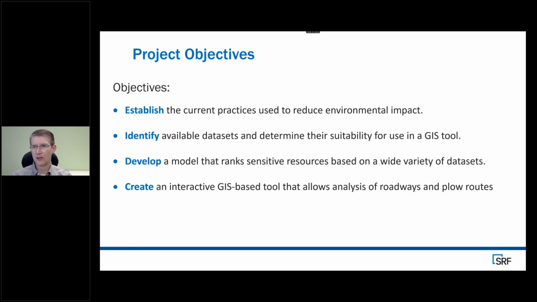From there, we need to develop a model. And the geospatial model is really the heart and soul of this project. It looks at all of these data sets and creates a ranking system of the surrounding environment next to these roadways where you're applying de-icing chemicals, and starts to talk about in relative terms which are more and less sensitive.